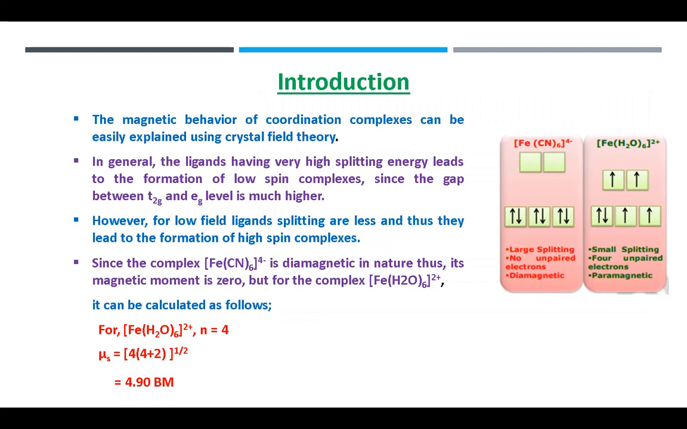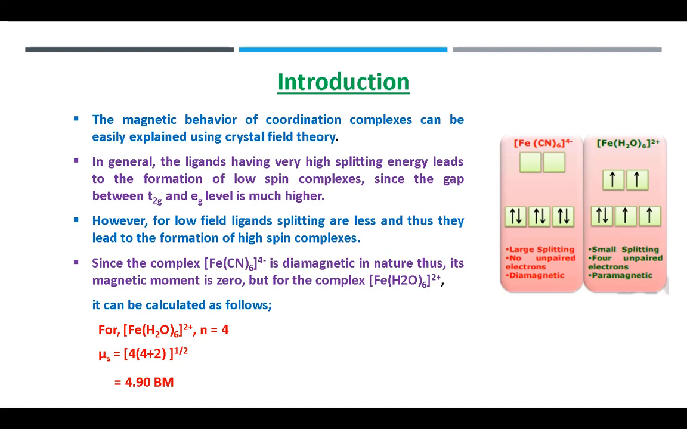Introduction. The magnetic behavior of coordination complexes can be easily explained using crystal field theory. In general, ligands having very high splitting energy lead to the formation of low spin complexes, since the gap between the t2g and eg levels is much higher. However, for low field ligands, the splitting is less, and thus they lead to the formation of high spin complexes.